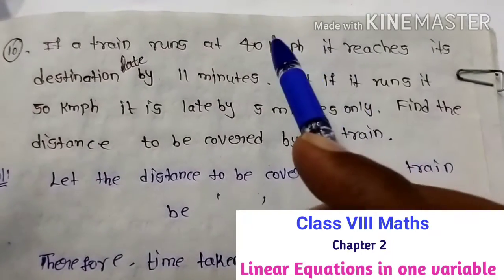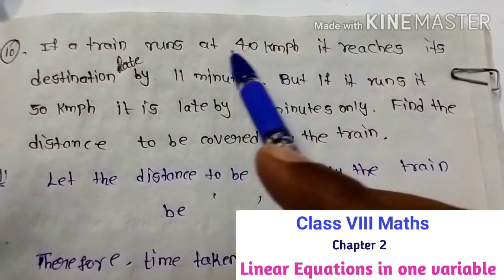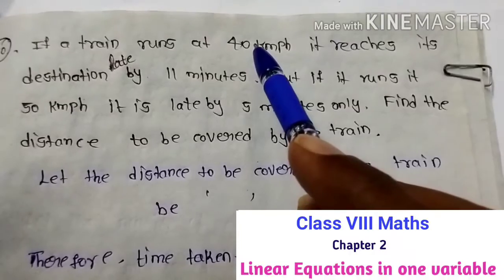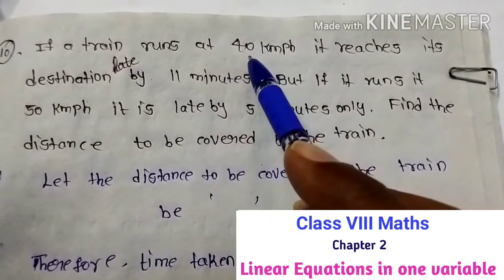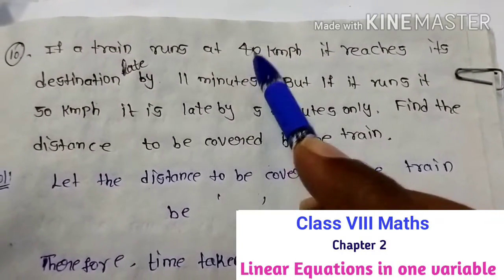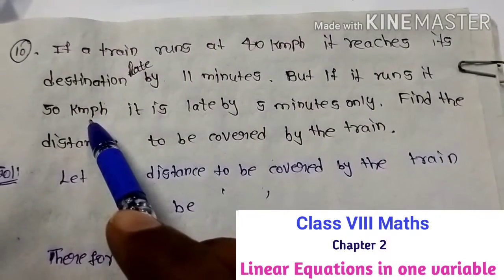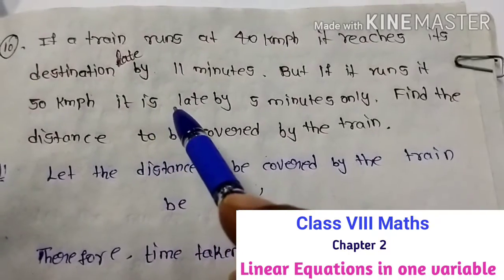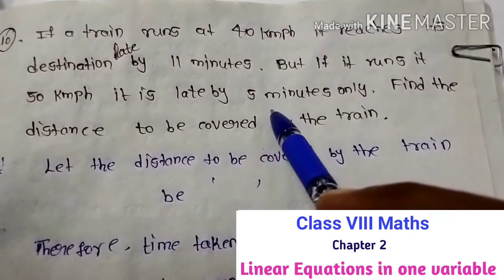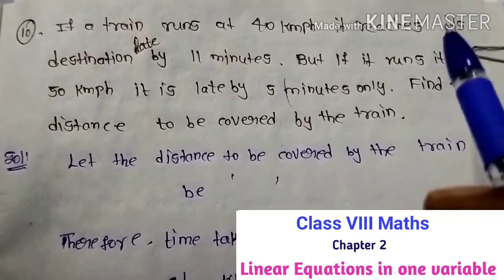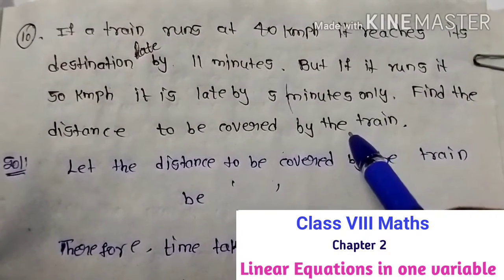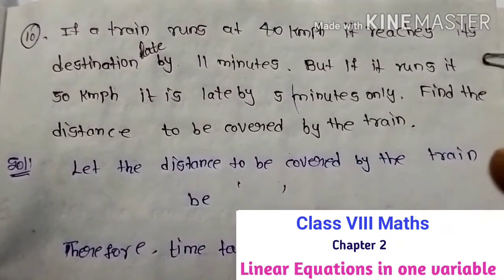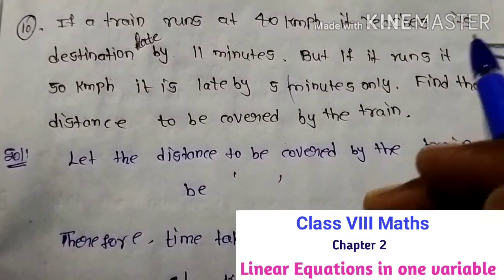First of all, if the train runs at 40 km per hour, it reaches its destination only 11 minutes late. Now the train speed is increased. The first speed is 40 km per hour, and the second speed is 50 km per hour. That means if the speed increases, the train is late by only 5 minutes. Find the distance to be covered by the train.